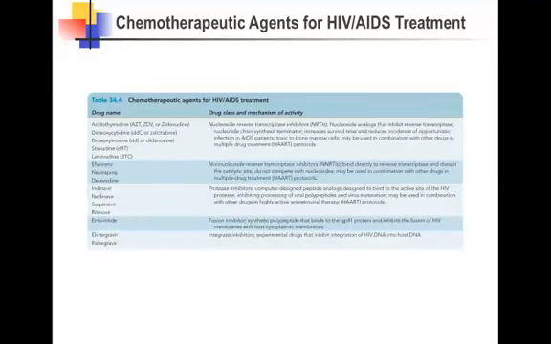This is a longer list of the specific therapeutic agents that are available. And again, they are broken down by the classes that we just discussed. So I won't ask you to memorize all those different drugs, but rather know the different classes and mechanisms of activity of those classes of HIV therapeutic agents.